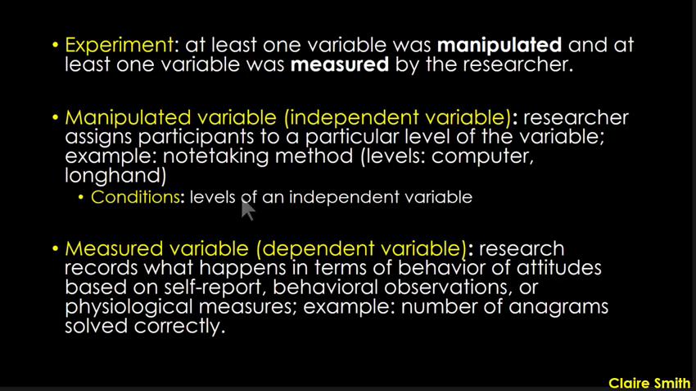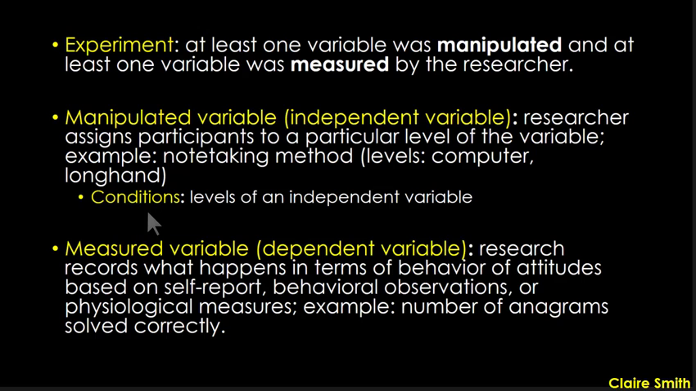And another name for the different levels of the independent variable is the conditions. So in all cases, you're going to have at least two conditions. So in both examples, we had two conditions, either computer or longhand note-taking, or medium bowl or large bowl of pasta. So those are the different conditions of the independent variable. So you at least need to have two, right?